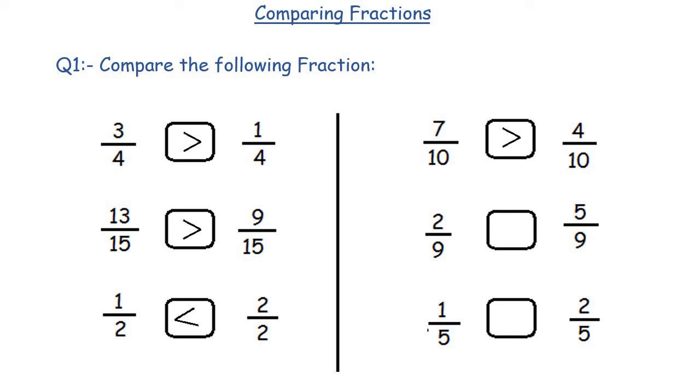Next one. 2 out of 9, 5 out of 9. Equal denominators? Yes, equal denominators. So we look at the numerator. The numerator 5 or 2. 5 is bigger than 2. Next, I have 1/5 or 2/5. Which one is the biggest? We have the same denominators, so 1/5 is less than 2/5, so 2/5 is the biggest here.